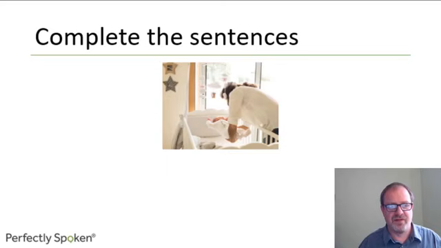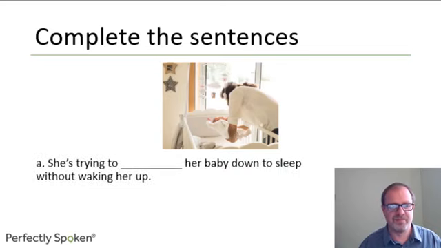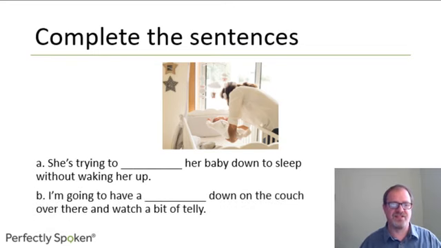So you have a mother with her baby, and she's putting the baby to bed. And here are the two sentences. A: She's trying to something her baby down to sleep without waking her up. And B: I'm going to have something down on the couch. Couch is another word for sofa. Over there, and watch a bit of telly. Telly is an informal way of saying television or TV.